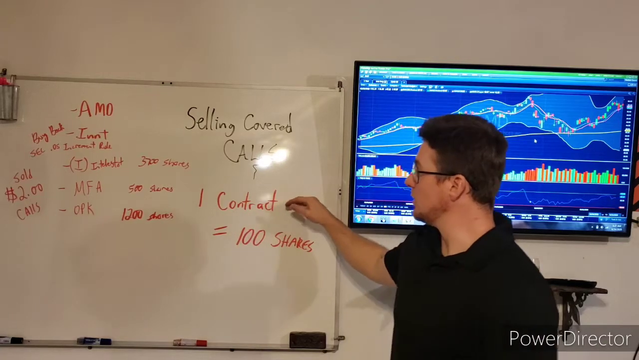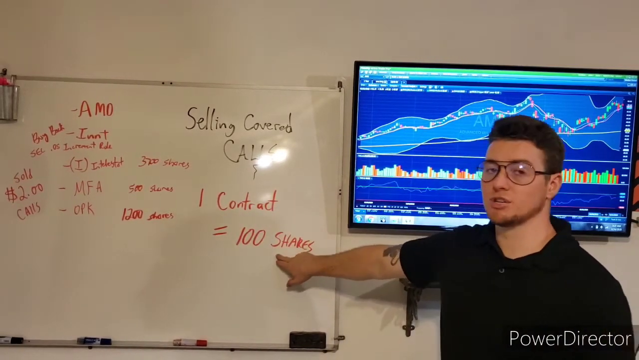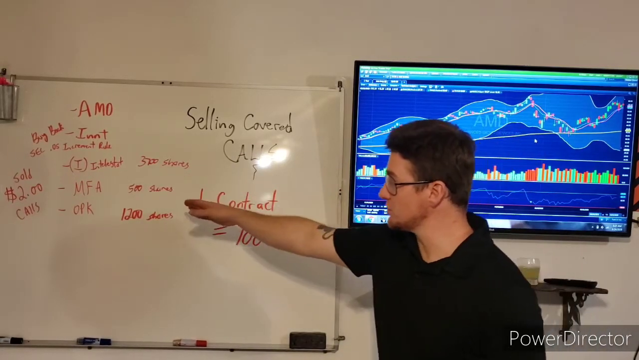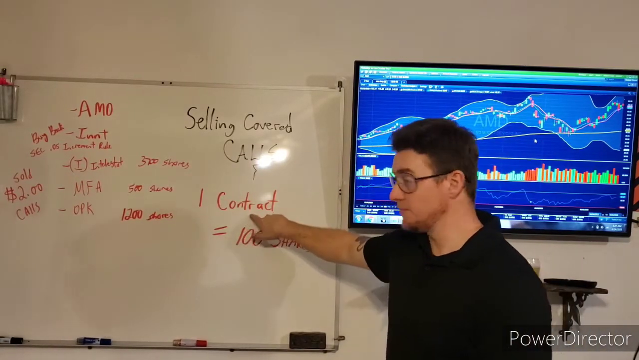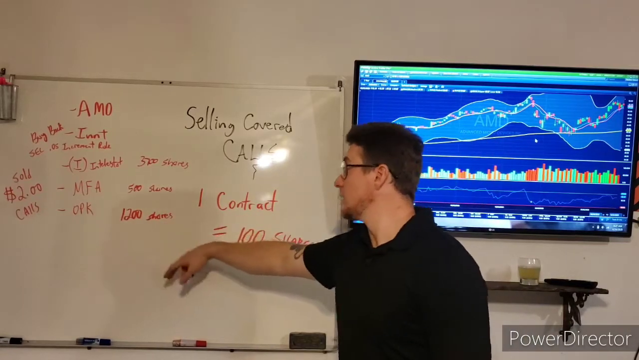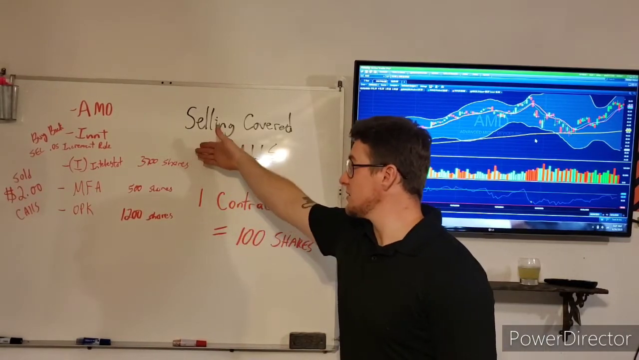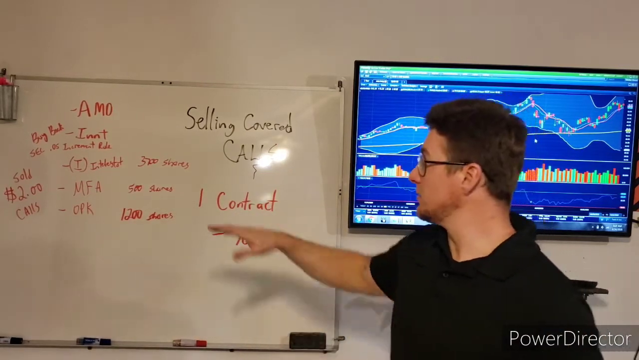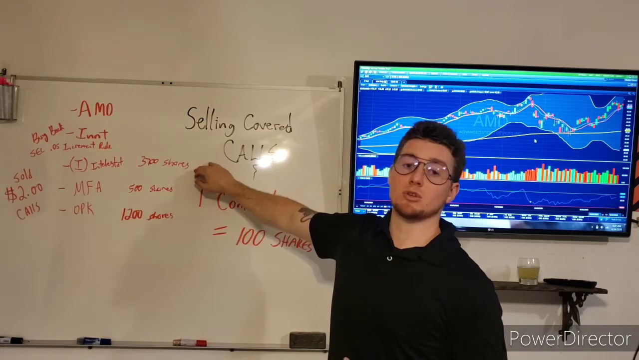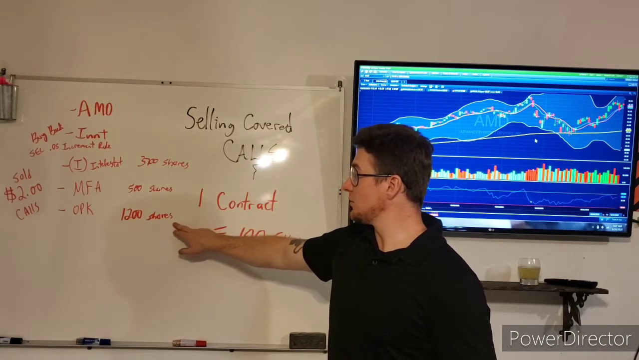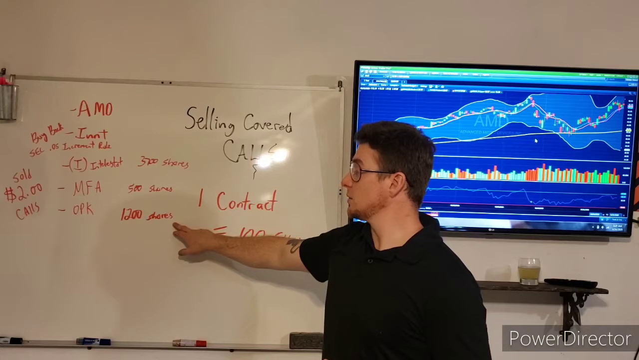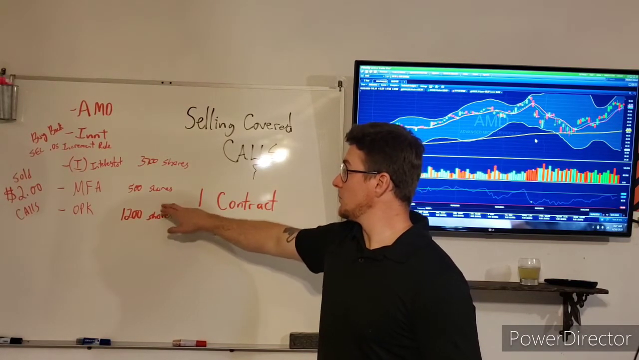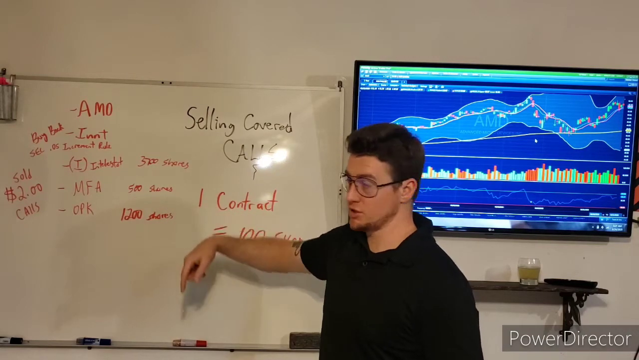Always remember, one contract represents 100 shares of stock all the time. So if you have 500 shares, guess how many contracts I have? 5. Okay, 1,200. I have 12 contracts. 3,700. I have 37 contracts. I sold all of those calls. These expirations are for January 2022. These expirations here are for, what were they for? January 2021, and then MFA is for October of this year, 2020.